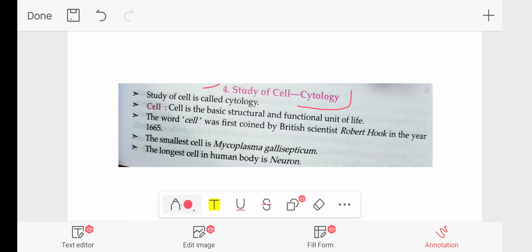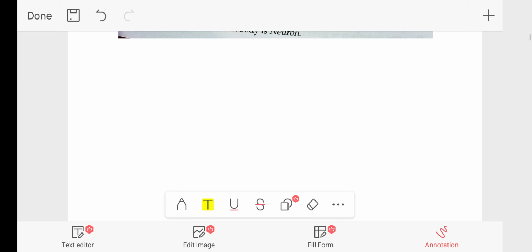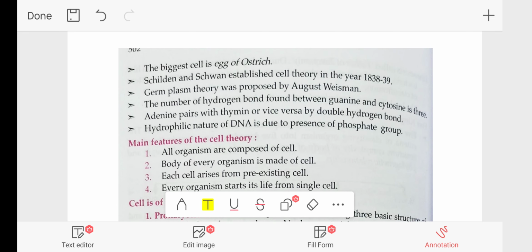Let's start. Study of cell is called cytology. Cell is the basic structural and functional unit of life. The word cell was first coined by British scientist Robert Hooke in the year 1665. The smallest cell is Mycoplasma gallicum. The longest cell in the human body is neuron. The biggest cell is the egg of ostrich.